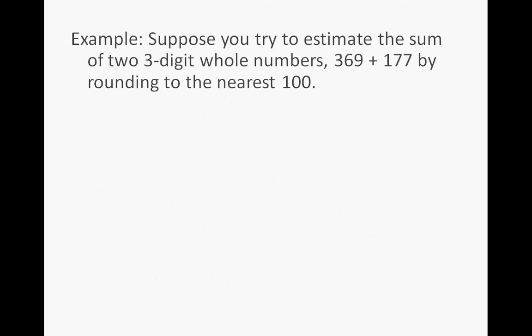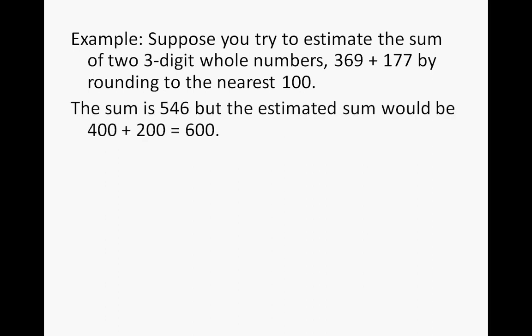So here's one example. Suppose you're trying to estimate the sum of two 3-digit whole numbers, 369 plus 177, and you're going to round to the nearest hundred. Well, the sum is 546, but if you estimated by rounding to the nearest hundred, you would get 400 plus 200 equals 600. Okay? I mean, you can just go back and check that.